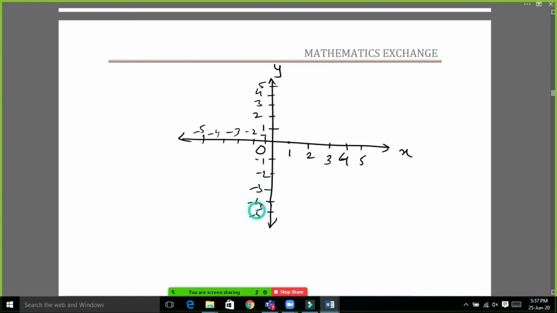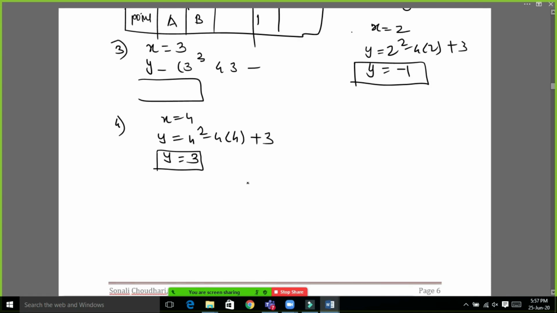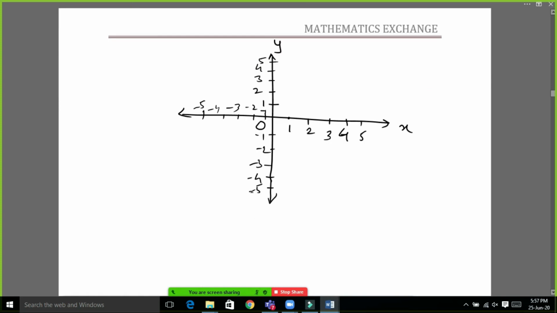Now we plot the points. So the first point is 1 comma 0, and it is represented by A. Since the y coordinate is 0, it lies on the x axis. This is the point A, 1 comma 0. The second point is 2 comma minus 1, so it lies in the fourth quadrant, B of 2 comma minus 1. The third point is 3 comma 0, so its y coordinate is 0, so it lies on the x axis. So this is the point C, 3 comma 0.